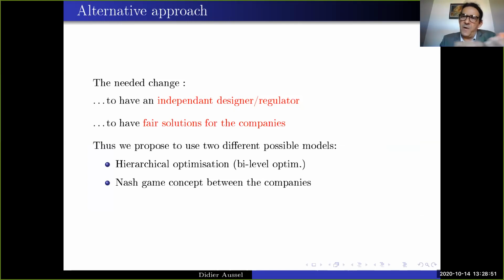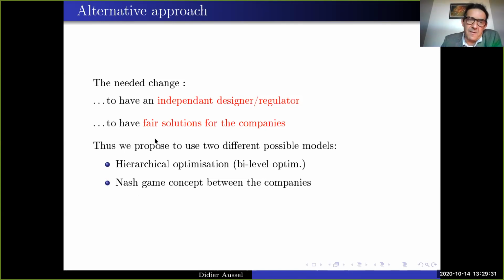And on the other hand, we have to find a fair way to consider this competition between companies, and the companies will not, by default, cooperate. I mean, they will not share data or have a common decision, so it will be non-cooperative. And thus, immediately what comes is Nash game because of non-cooperation. And immediately, if you have an independent designer, what comes is hierarchical optimization by level. So it means that actually the good tool to study this would be a mixture of bilevel and Nash game, which means multi-leader follower game.